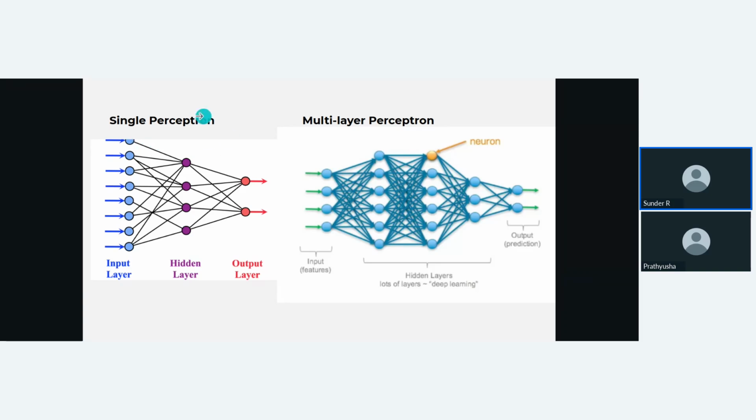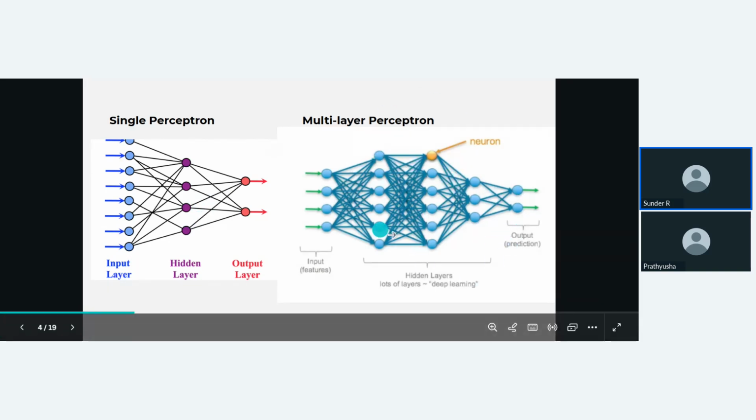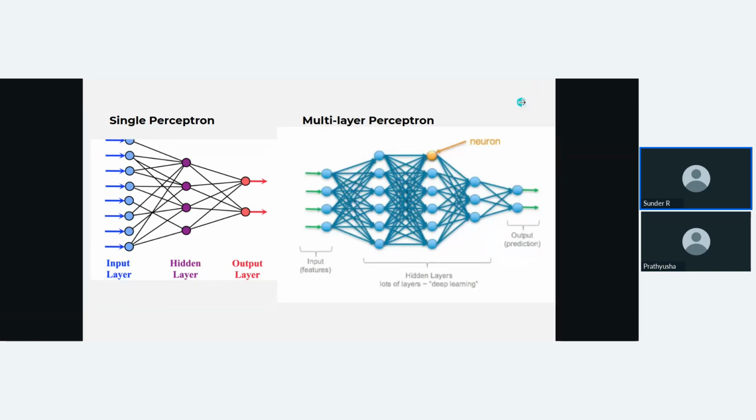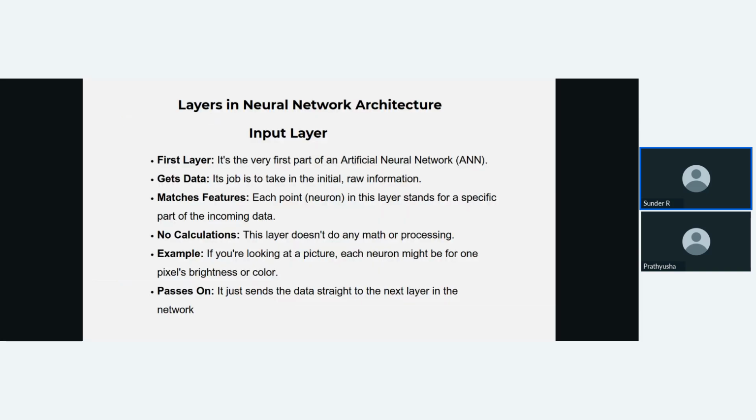We have so many activation functions. To give you just the difference between a single perceptron and a multi-layer perceptron: in a single perceptron you have only one hidden layer, but in a multi-layer perceptron you have a lot of hidden layers. This is where most of the pattern analysis about the data will be known. Since you have more hidden layers, hence this is the deep learning method. It's clear, guys?